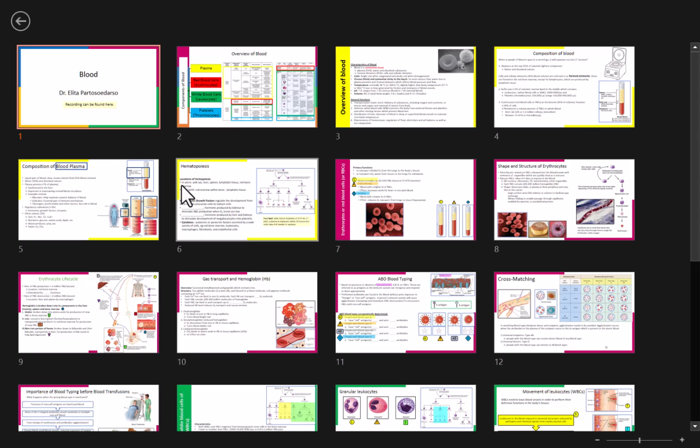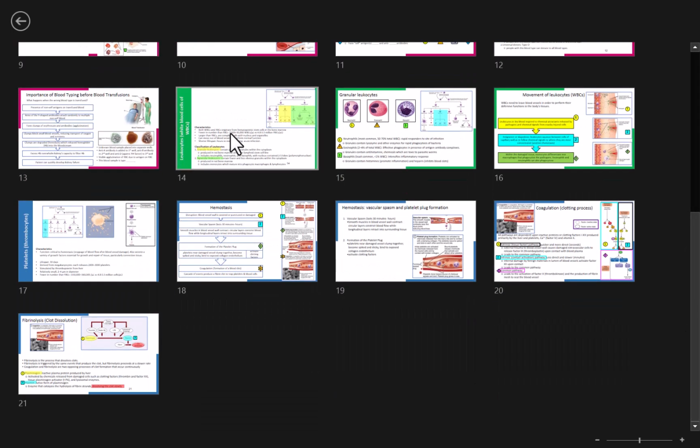So you can see over here, the first section is an overview of blood, followed by some slides to do with red blood cells, followed by other slides in green to do with white blood cells. And then we're going to finish off with a section on platelets over here.